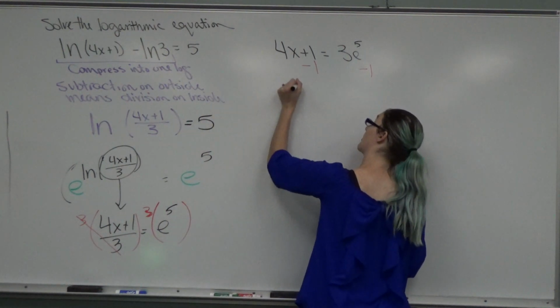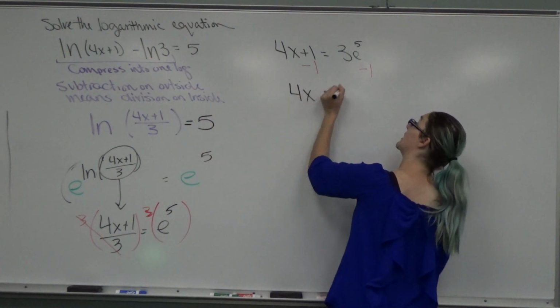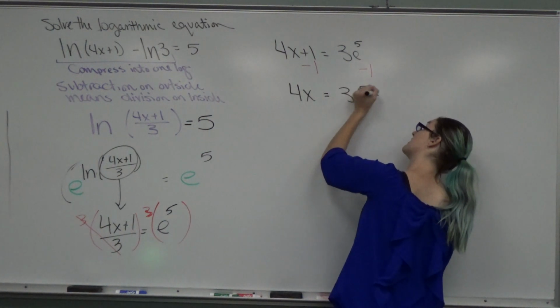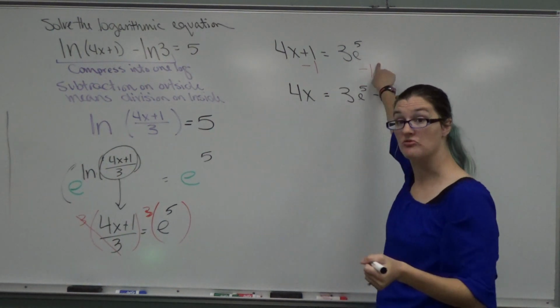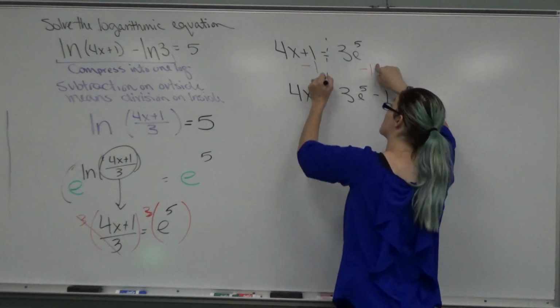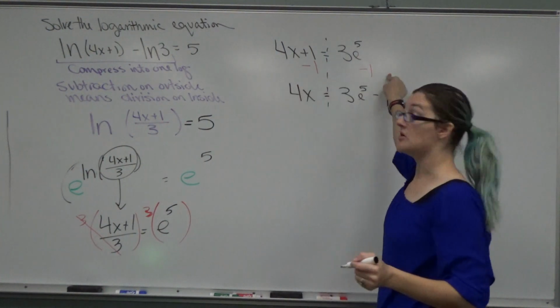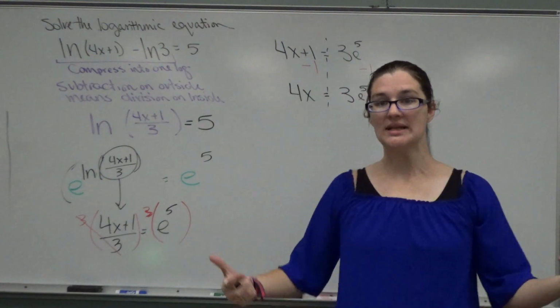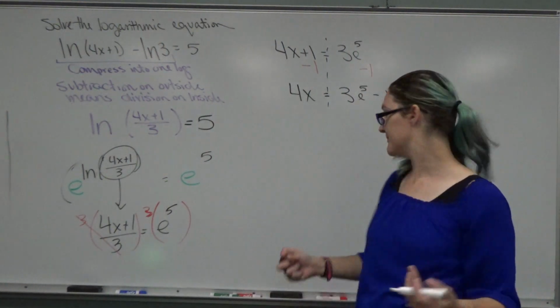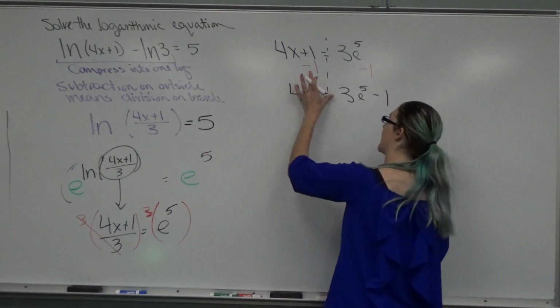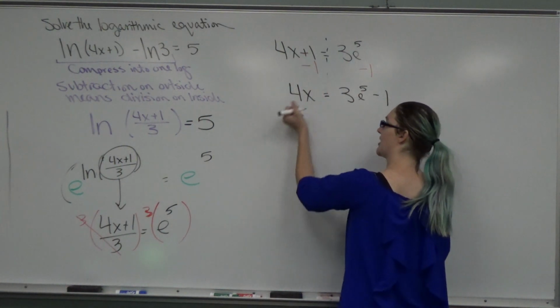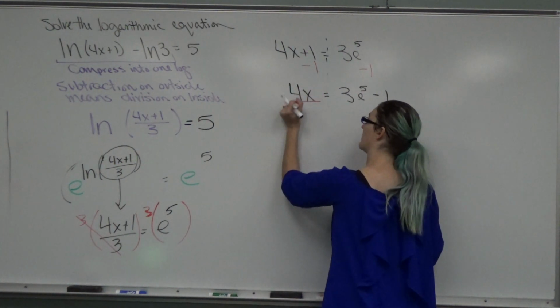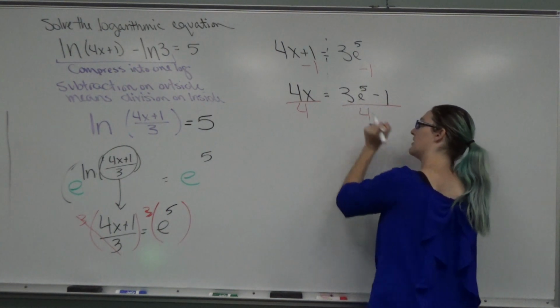Now we have 4x equals 3e to the 5th minus 1. I want you to notice again, red equaled red. You take that equal sign, minus 1 equals minus 1. Making sure every single time I do anything, I'm keeping that truth validity. Okay, and last but certainly not least, we're solving for x. 4 equals 4.